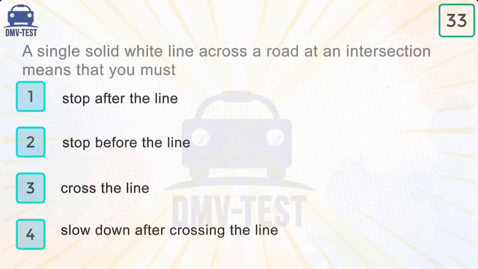A single solid white line across a road at an intersection means that you must stop after the line, stop before the line, cross the line, slow down after crossing the line.